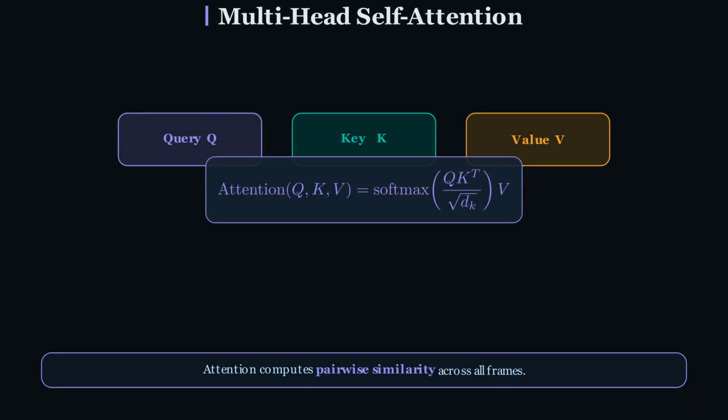Inside the attention module, each frame generates 3 vectors: a query, a key, and a value. The query from each frame is compared to all keys using a scaled dot product. The softmax turns those scores into attention weights, which blend the values to produce the output.